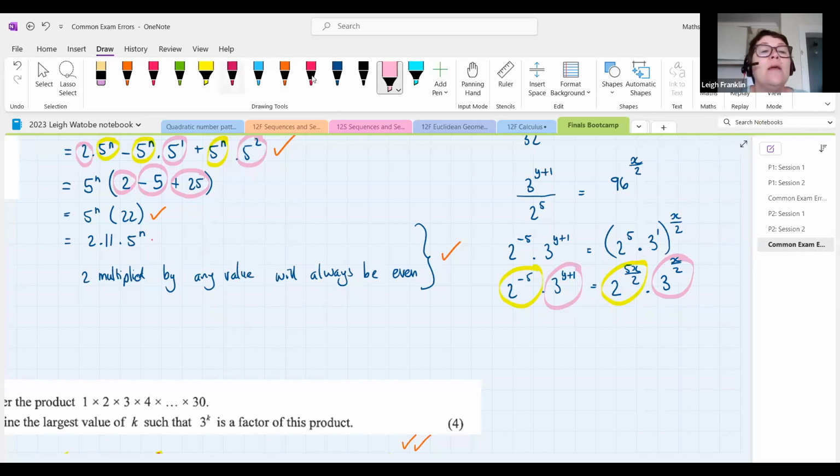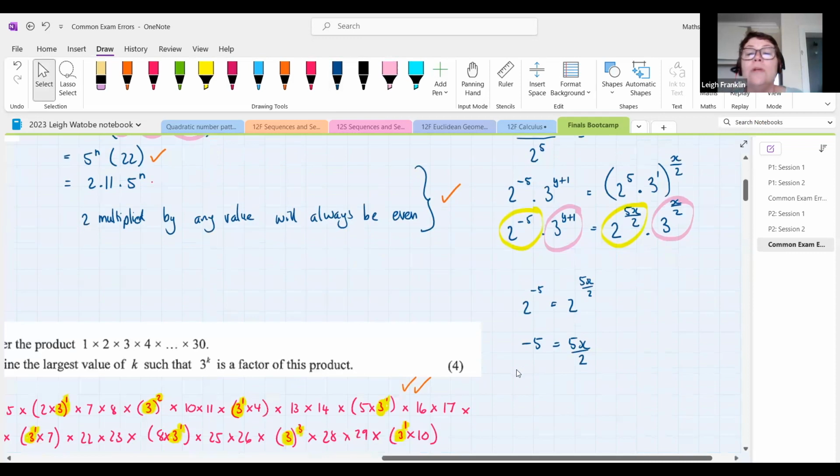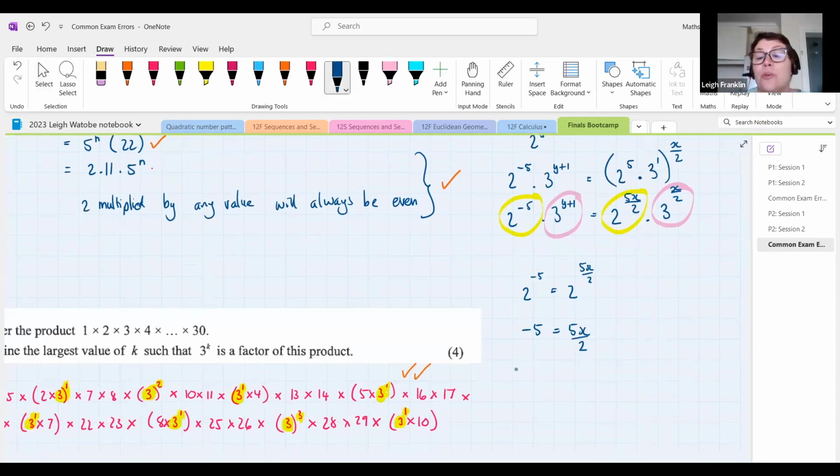So my deduction here is that 2 to the minus 5 has to be equal to 2 to the 5x over 2. When I've equated my bases, I can equate my exponents. And now it is a hopefully straightforward linear solution. So I'm going to cross multiply the 2 with the minus 5. That's going to give us negative 10. So that would be equal to 5x, divided by 5 on both sides, and x is equal to negative 2.